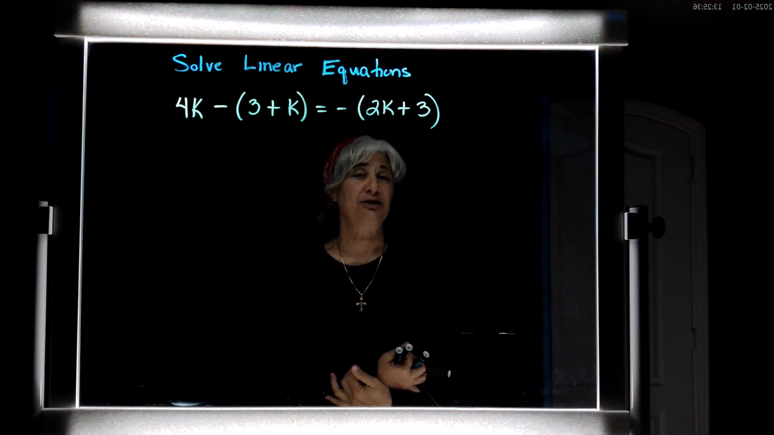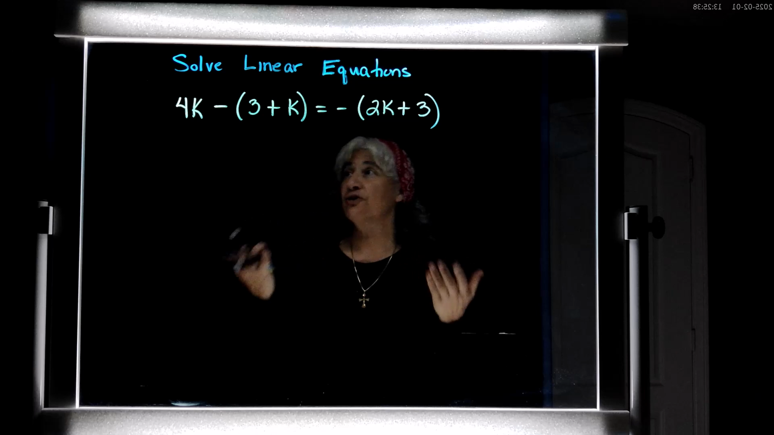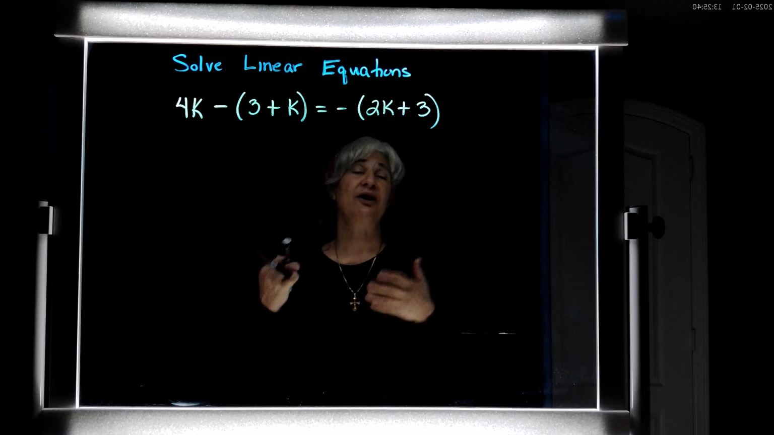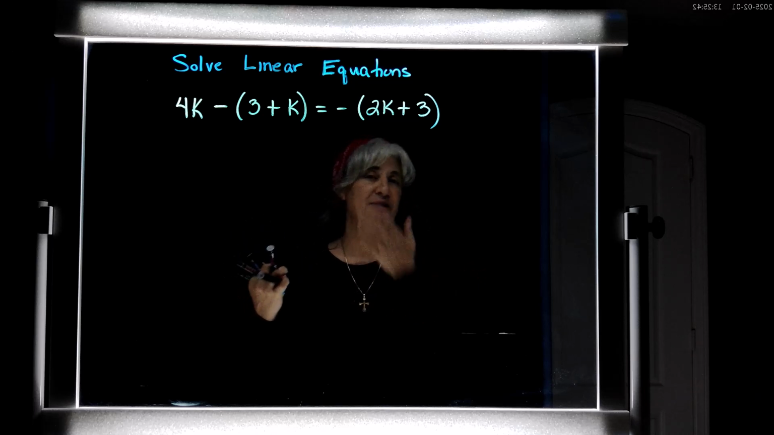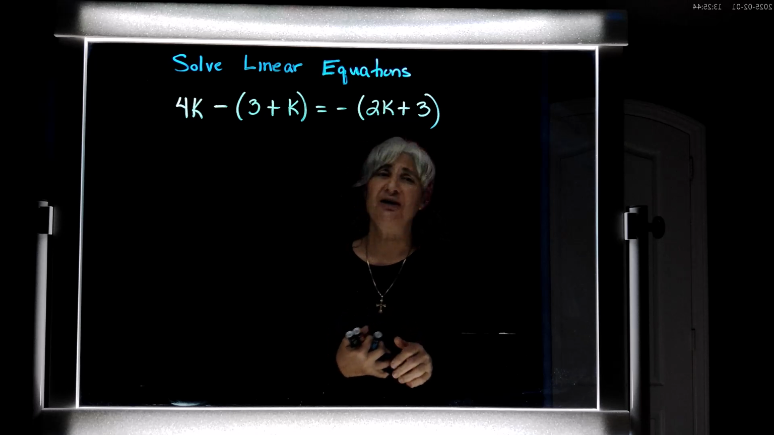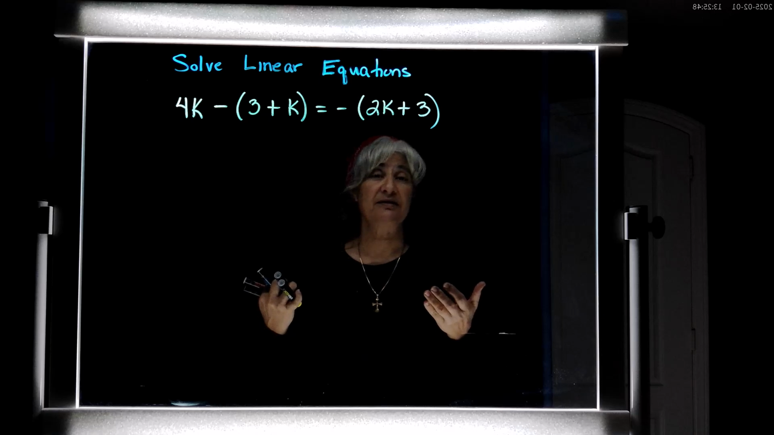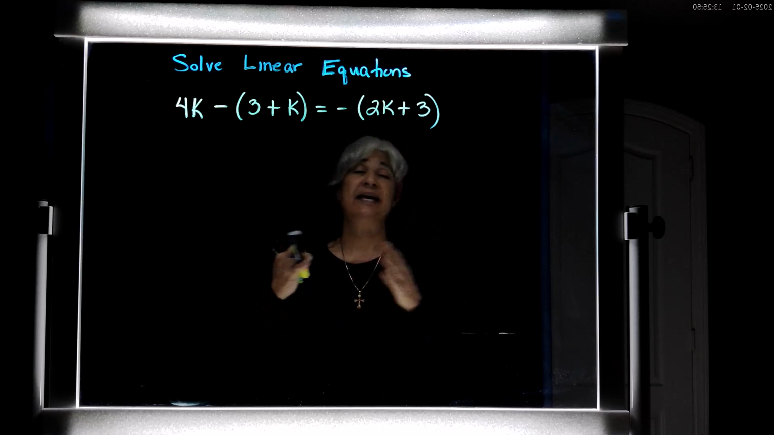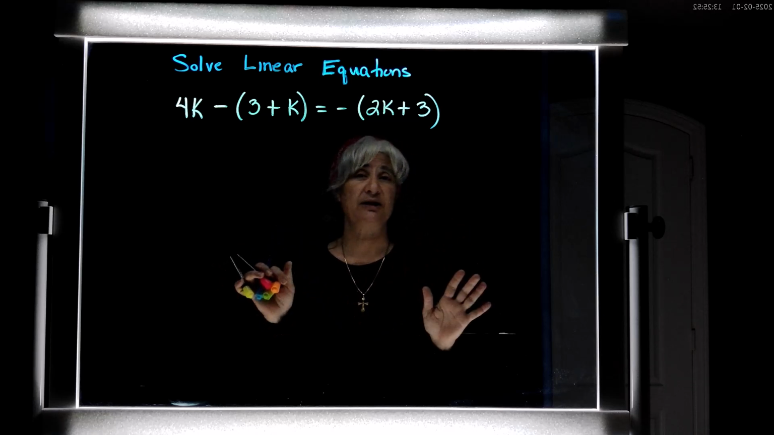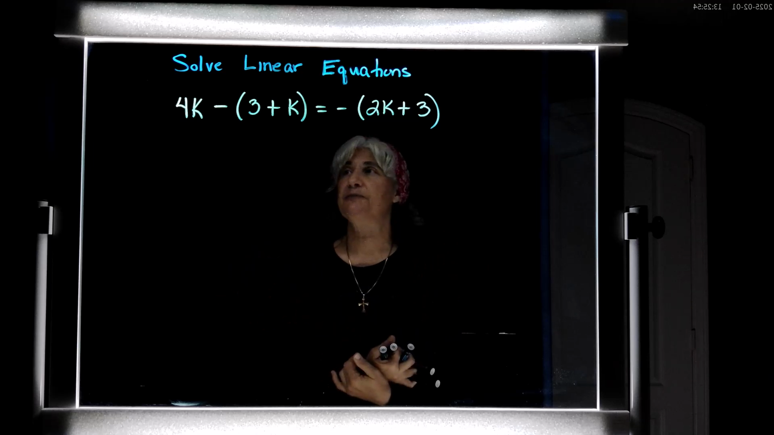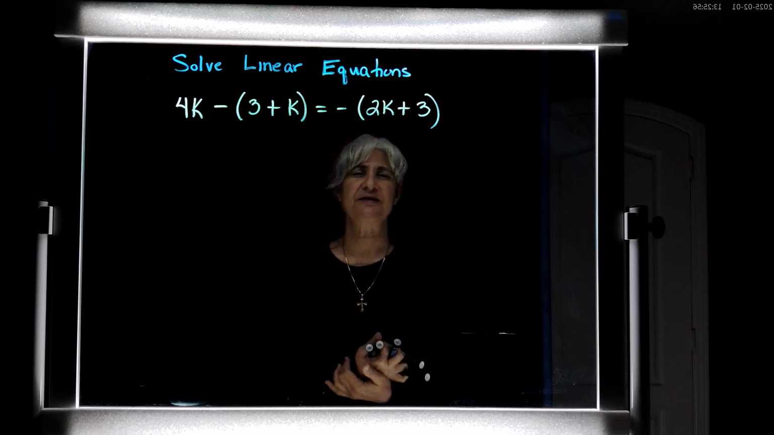Okay, ready to tackle another type of linear equation and refreshing your brain on how to solve it? Let's take a look at this one. There's a lot going on in here. We've got parentheses on both sides. We've got k's all over the place on the left and right side. So first things first, how do we tackle something like this?